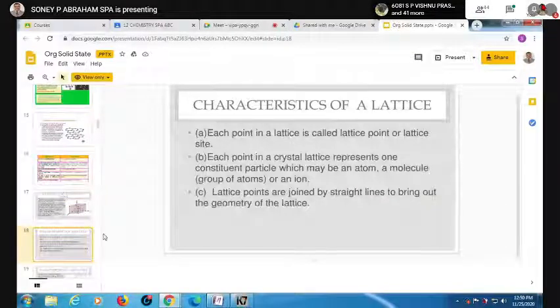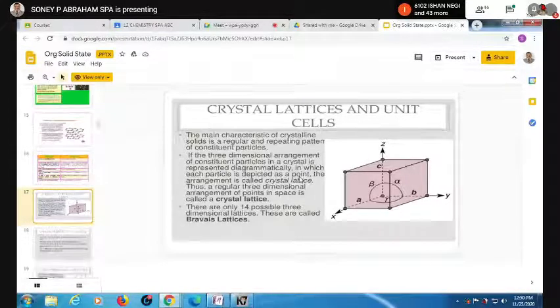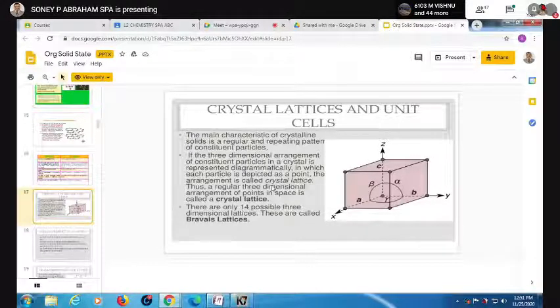When you're talking about a crystal lattice, as I told you, this is a fraction of a crystal lattice. You can see that there are a lot of points. The three-dimensional arrangement of constituent particles in a crystal is represented diagrammatically, in which each particle is depicted as a point. The arrangement is called a crystal lattice, or the regular three-dimensional arrangement of points in space is what we call the crystal lattice. So the crystal lattice gives the geometrical shape of the solid crystal.